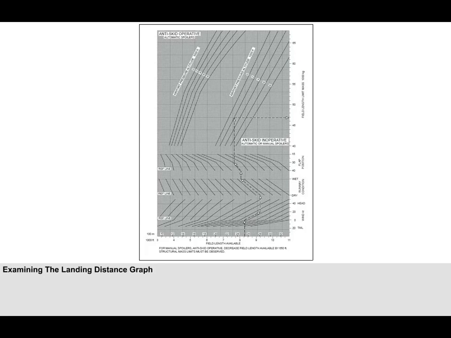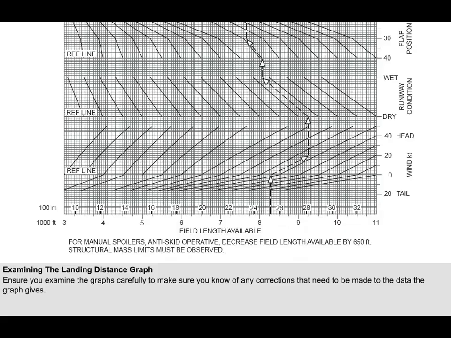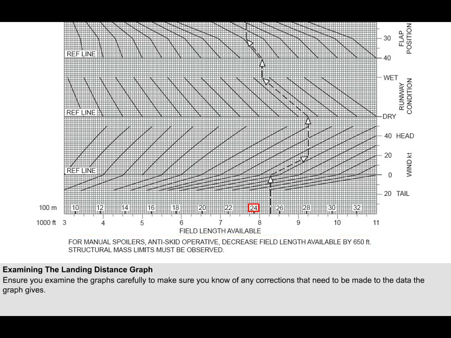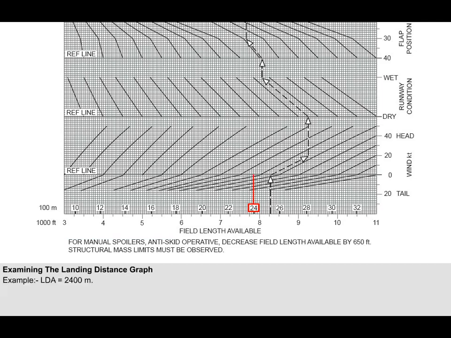Before we finish this lesson, let us work through the landing graph in CAP 698, which is on page 46 of section 4. As with all graphs, before you use them, look around the graph for any associated conditions or assumptions, and identify any correction information. In this case, there is a correction for manual spoilers, since the graph assumes auto spoiler deployment. To start our example, let us assume a landing distance available of 2,400 meters.